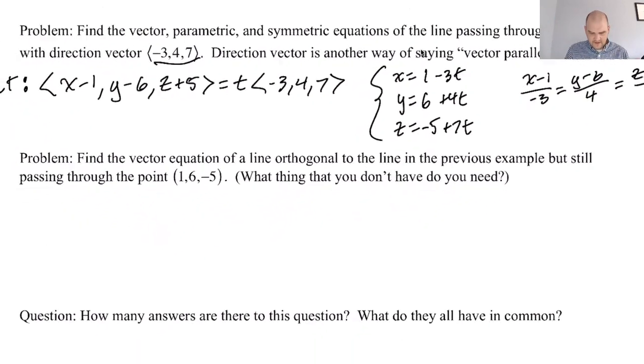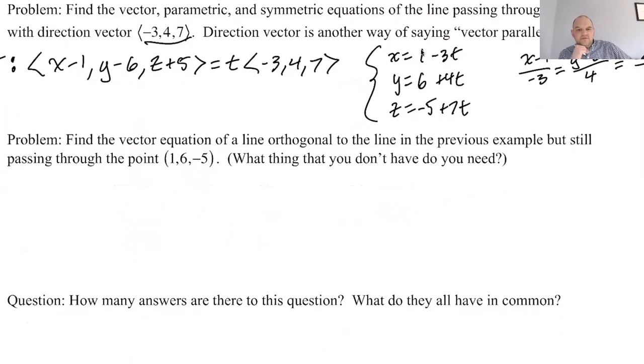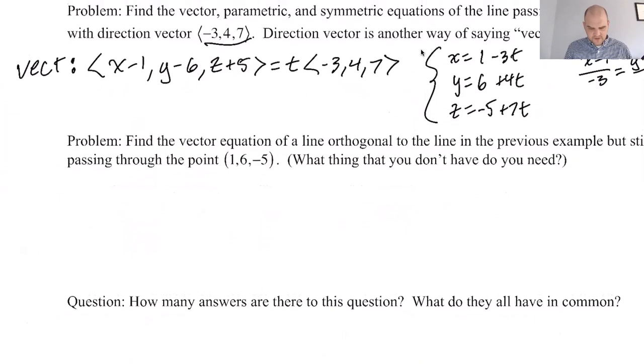All right, find the vector equation of a line orthogonal to the line in the previous example, but still passing through the point 1, 6, -5. So orthogonal to the previous line. So orthogonal, if you recall, which I'm sure you do.